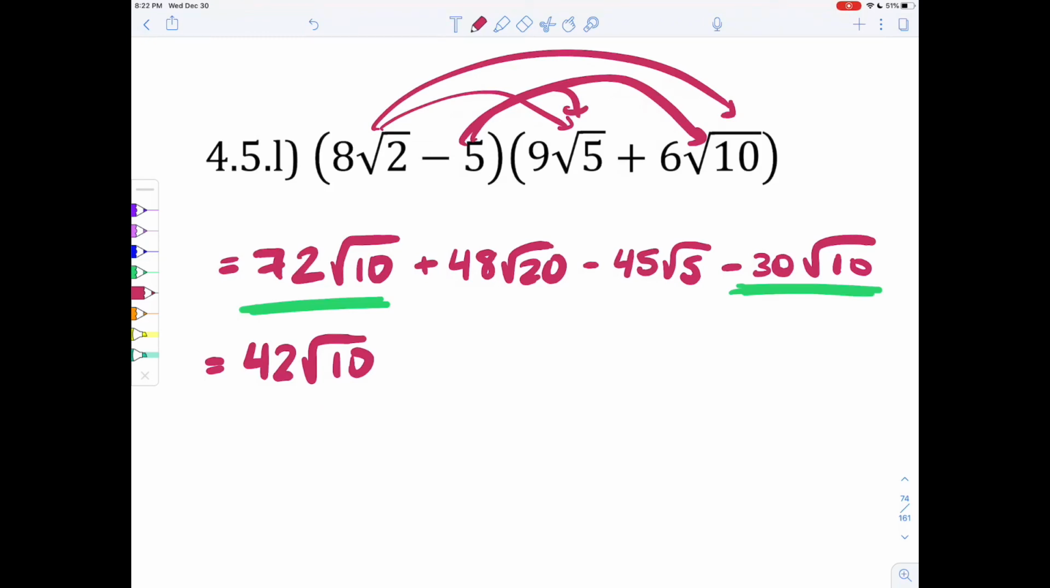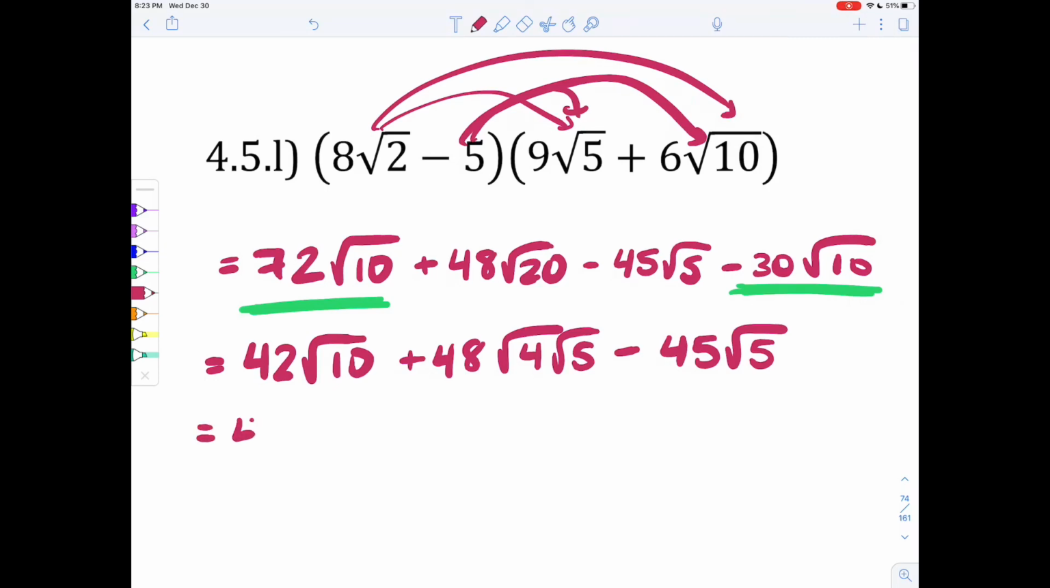But moving along, if I'm looking at 48 root 20, well, root 20 could be written as root 4 times root 5. And 45 root 5 cannot be simplified further because root 5 does not have any factors that are perfect squares. So going ahead and rewriting that first term, my root 4 is essentially the same thing as a 2. 48 times 2, well, that just gives me 96. I still, of course, have that root 5 minus 45 root 5.